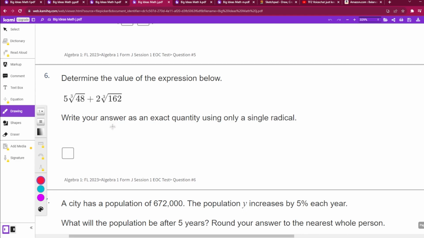Very similar, this time we have addition. And we can't just add any of these numbers because the roots have to be the same and the numbers inside the root have to be the same. So let's break down 48 into its prime factors, and break down 162 into its prime factors.